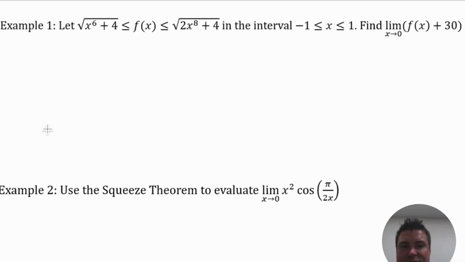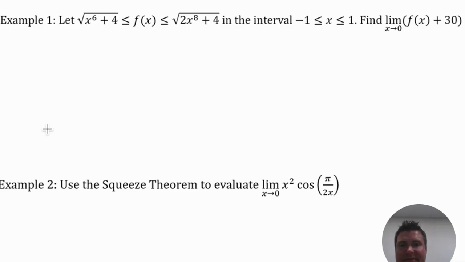Let's just get to some examples here. So we're going to start with a fairly simple example and get more complex as we go. So for example 1 here, we're going to let the square root of x to the 6 plus 4 be less than or equal to f of x, be less than or equal to square root of 2x to the 8th plus 4 in the interval from -1 to 1. Find the limit as x approaches 0 of f of x plus 30.